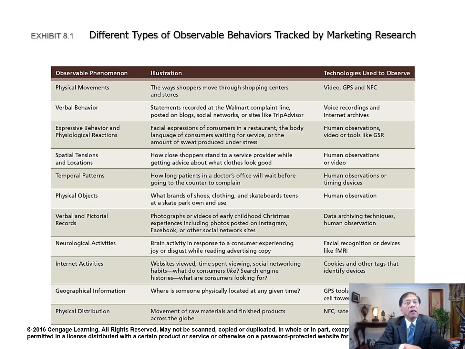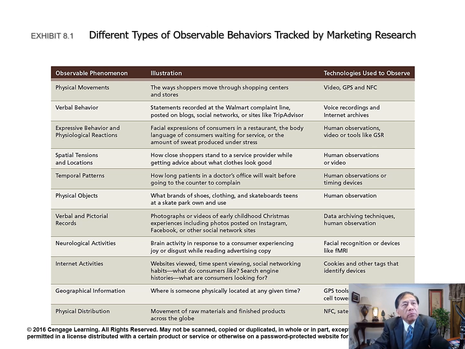Here, this example, this summary chart, it's kind of small. I want you to put it on your big screen and read it. This basically shows different types of observational behavior tracked by marketing research.